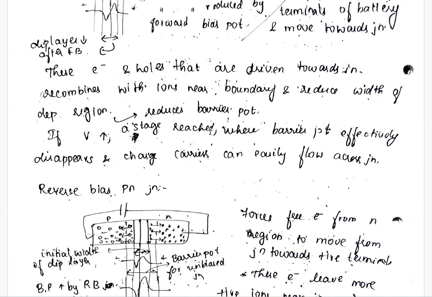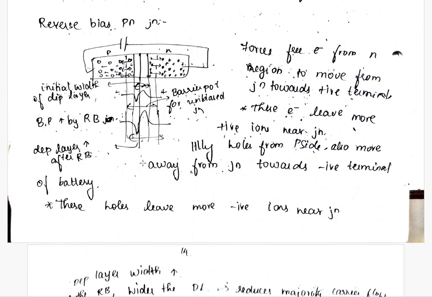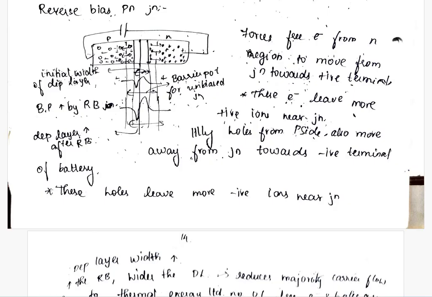As the voltage increases, a stage is reached where the barrier potential effectively disappears and charge carriers can easily flow across the junction. In reverse bias of the PN junction, P is connected to the negative of the battery and N is connected to the positive of the battery. The majority carriers get attracted by the battery and minority carriers get repelled by the battery. In P, the minority carrier electrons get repelled by the battery and go towards the N side. In the same way, the minority carriers, holes, of the N side get repelled and go towards the P side.